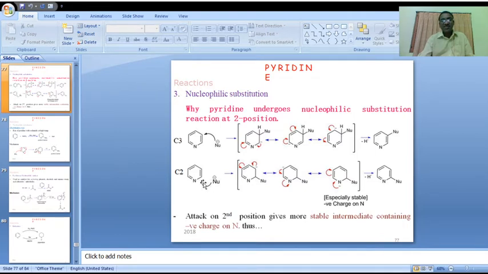On C2 there is a creation of electron deficiency, because of that the nucleophile, a negatively charged species, attacks that particular C2 position very easily. This is the clear information about nucleophilic substitution reactions. These nucleophilic substitution reactions are generally preferable on the second position.